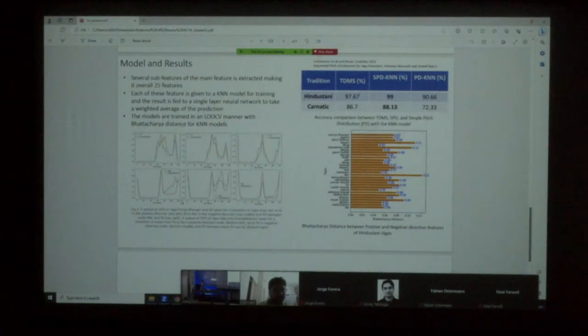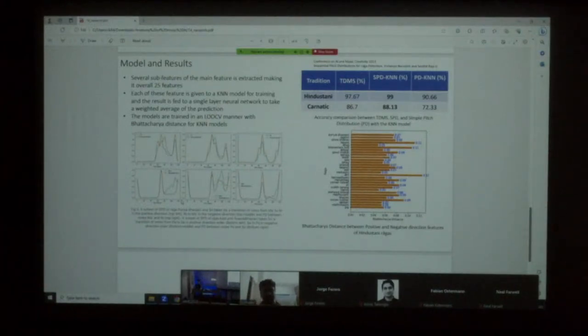So, the model and the results. The figure that you see here, Figure 3, is the difference between the sequential pitch distribution that we obtain and the conventional or simple pitch distribution that many of the prior methods obtain. For example, we see in a few of the ragas where the ascending and descending transitions are different, we see a different pitch distribution with our method.